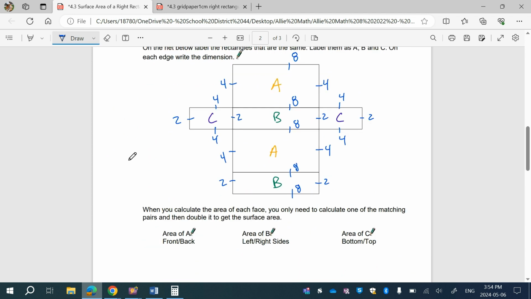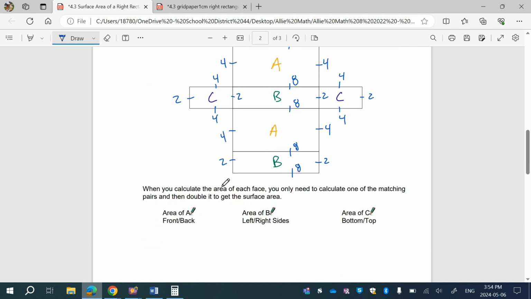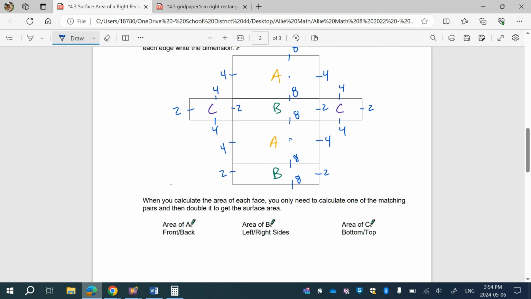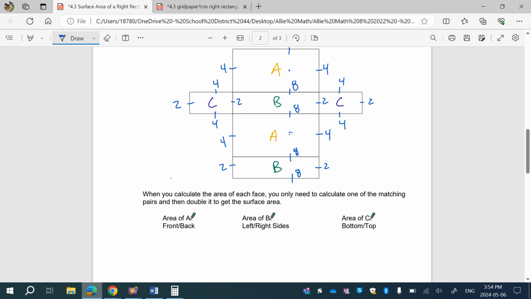So we did that. Now when you calculate the area of each face, you only need to calculate one of the matching pairs and then double it. Okay, so if it's true that this one is the same as this one, our A is the same as our A, and the B is the same as our B, and the C is the same as our C, we don't have to do it 6 times. We only have to do it 3 times and then double it.